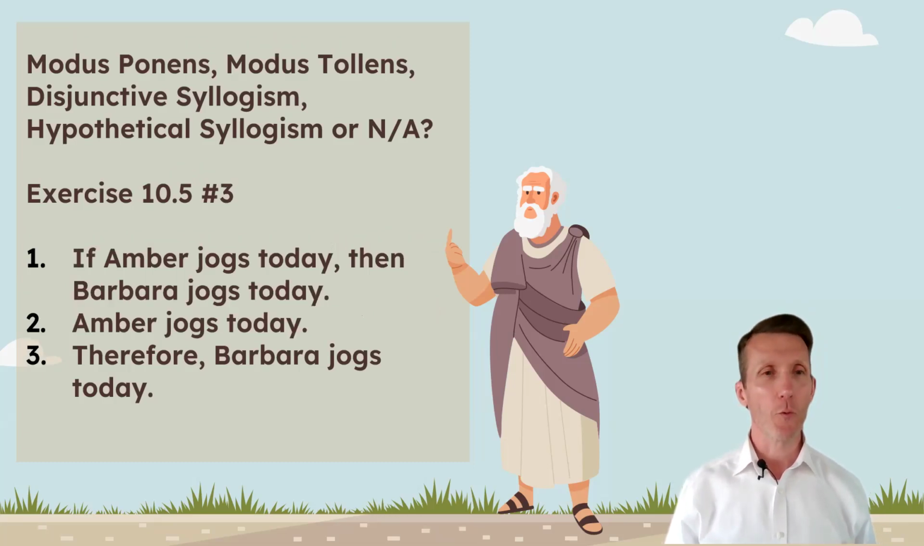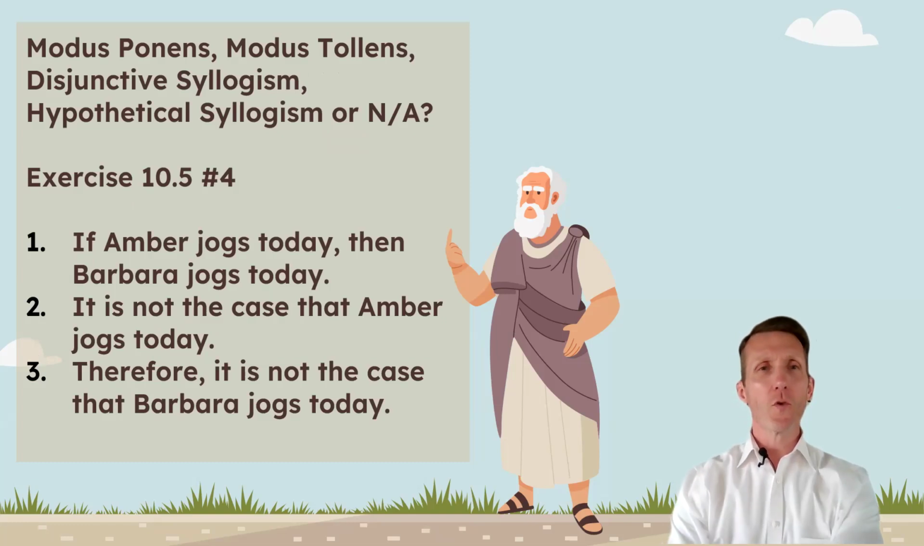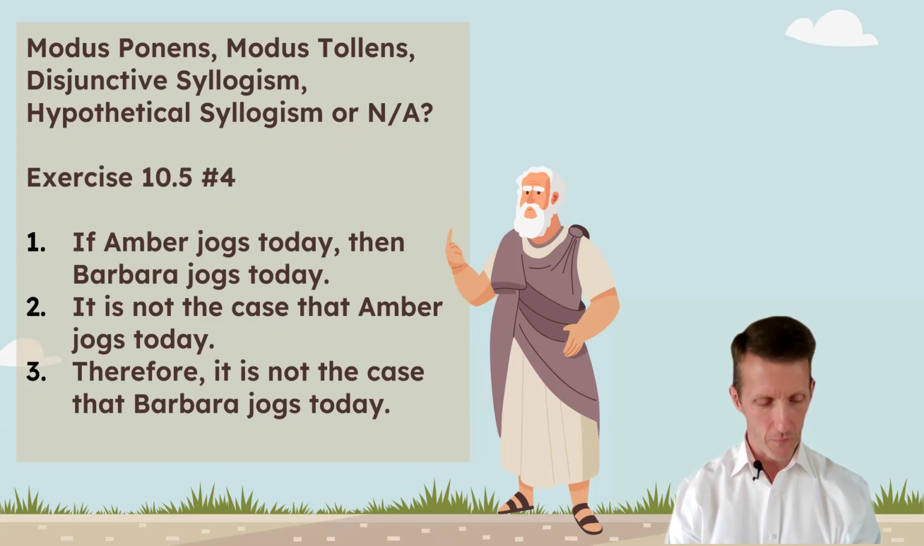Here's another one. Number 3, if Amber jogs today, then Barbara jogs today. Amber jogs today, therefore Barbara jogs today. So you've got affirming the antecedent, which is legitimate, it is valid. It's called what? Modus ponens. Very good. And here's the last one we're going to do in this particular set. Number 4, if Amber jogs today, then Barbara jogs today. It's not the case that Amber jogs today. Therefore, it's not the case that Barbara jogs today. Which of those reasoning forms does that match up with? Is it modus ponens, modus tollens, disjunctive syllogism, or the hypothetical syllogism?